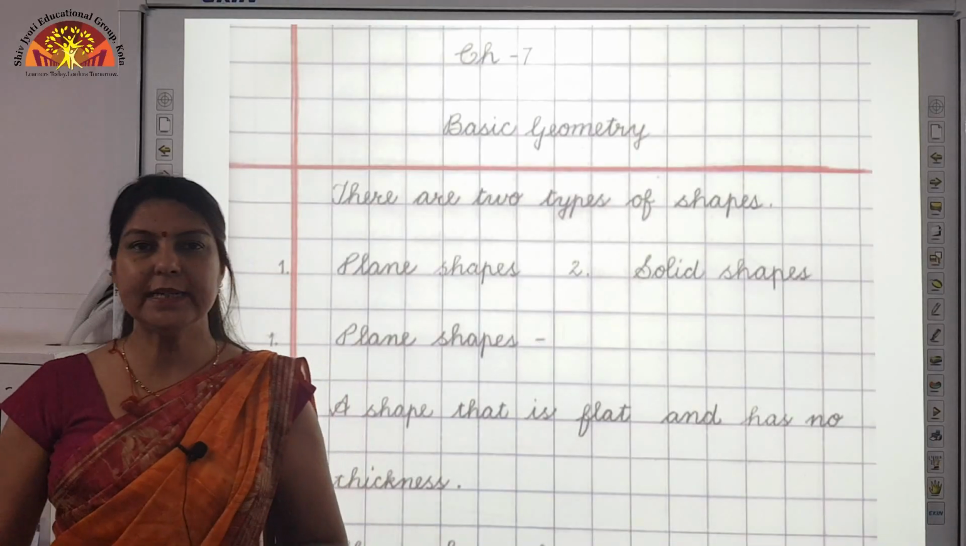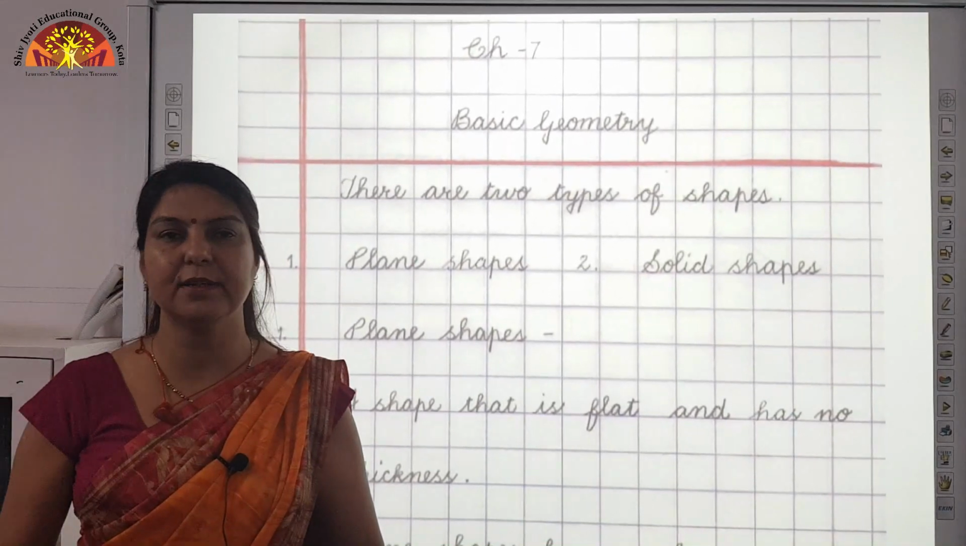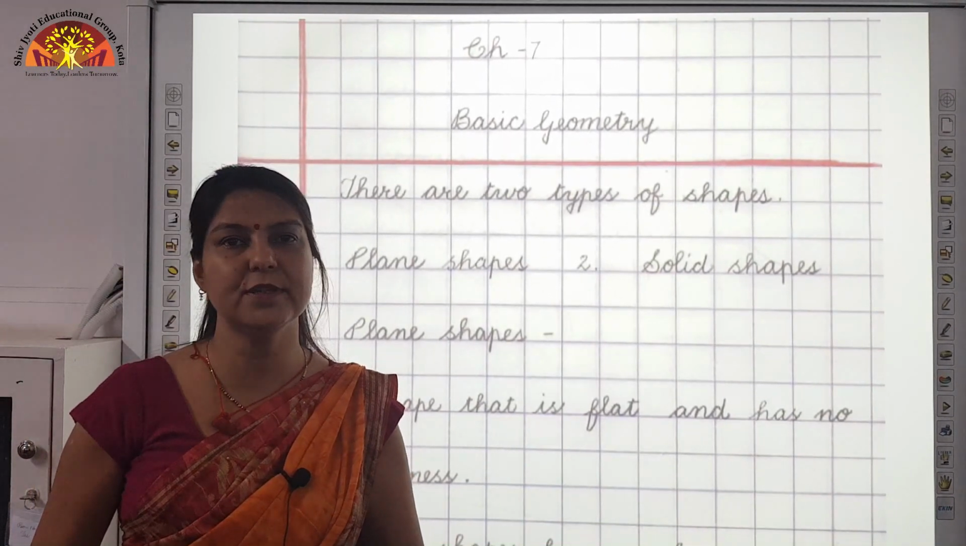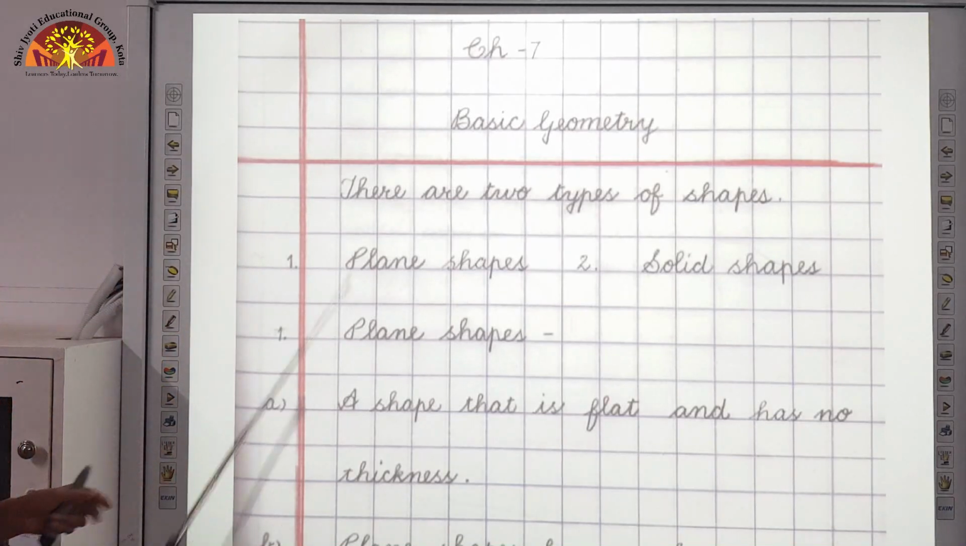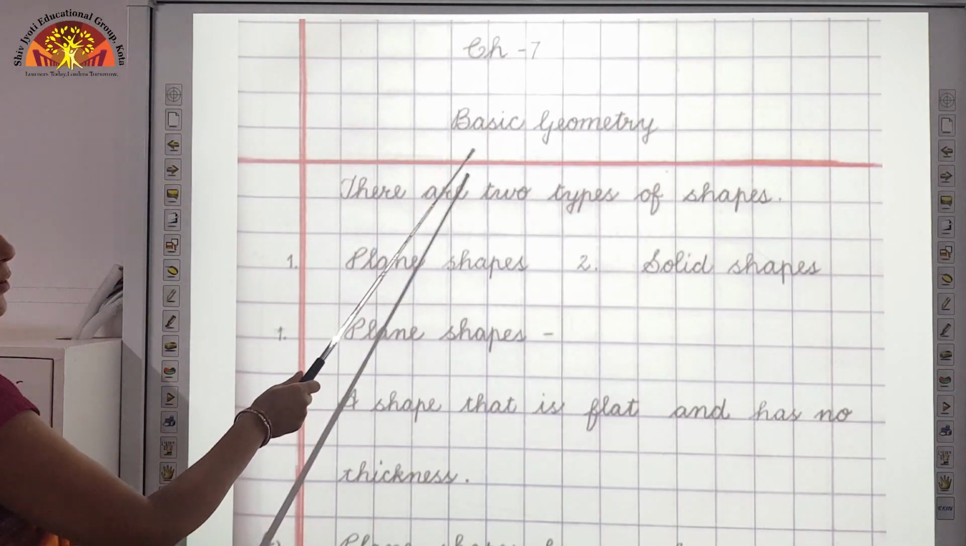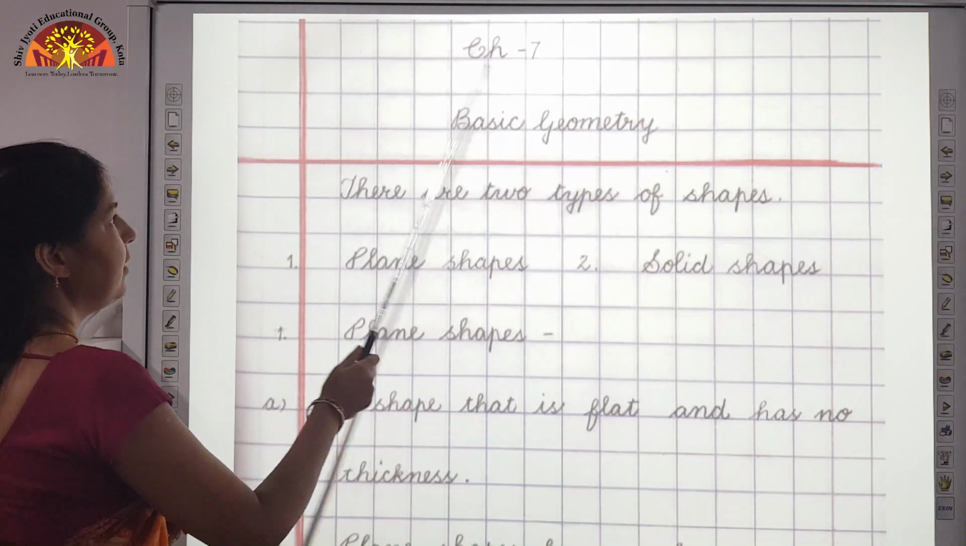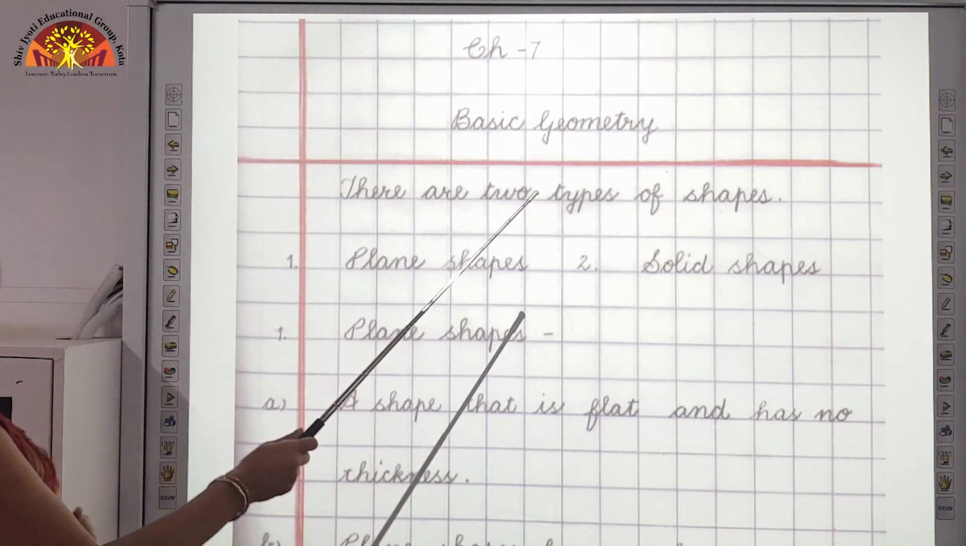Children, we have studied chapter 7, basic geometry. Today we will do notebook work of this chapter. So look here. First of all, you will write chapter 7. Now the name of the chapter, basic geometry. Now draw a red margin as shown here.